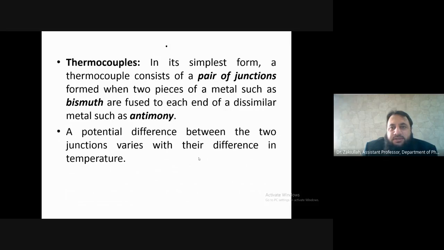So, in its simplest form, a thermocouple consists of a pair of junctions. Junctions are actually interfaces that are used in the semiconductors. You might have studied P junctions and N junctions. They are formed when two pieces of a metal, such as bismuth, are fused to each end of a dissimilar metal, such as antimony. A potential difference between the two junctions varies with their difference in temperature.